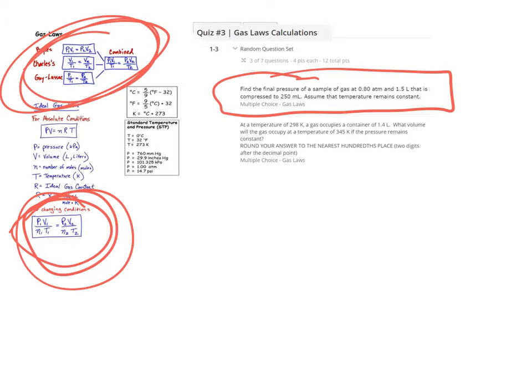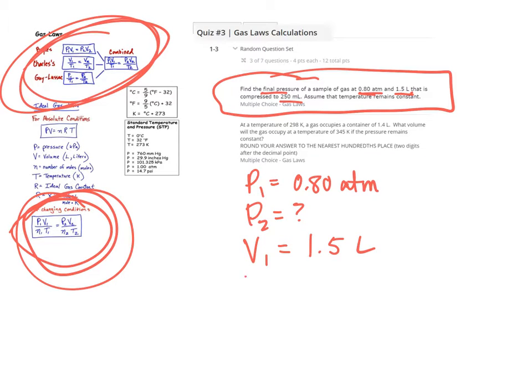All right, find the final pressure. Now, we already have a pressure. We got to recognize that that's a pressure, that's a volume, and a final pressure. So we got a starting pressure, a final pressure. We got a P1 and a P2. Find the final pressure. So P1 is 0.80 atmosphere. And then we have 1.5 liters. Well, that's a volume. So starting with 1.5 liters, and it's compressed to a new volume. Now they say 250 milliliters. And the temperature stays the same.